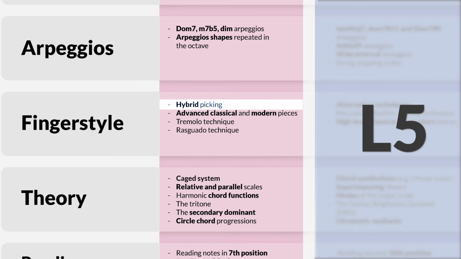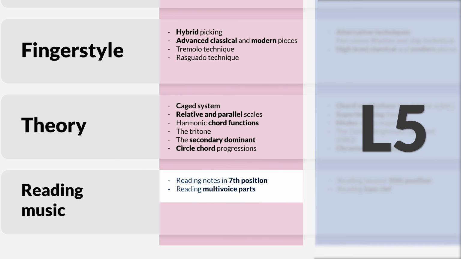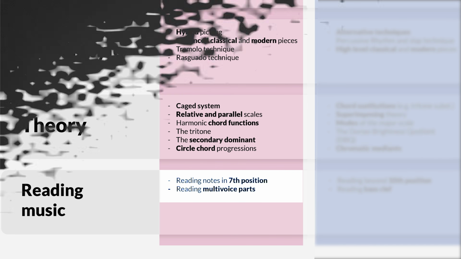Your fingerstyle technique gets serious with hybrid picking and you start with more advanced classical and modern guitar pieces. And you will learn the tremolo and rasgueado technique. Now you will learn all about the CAGED system, relative and parallel scales, chord functions, the important tritone interval and the secondary dominant. Reading notes is now expanded to the 7th position and you will practice to read multi-voice music.